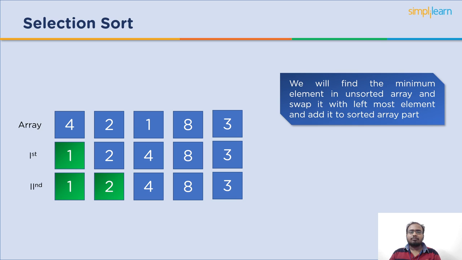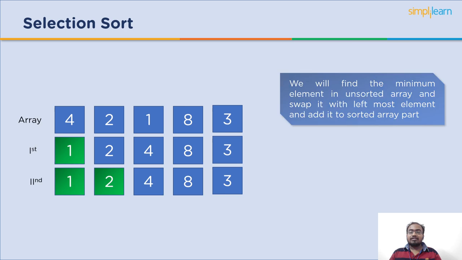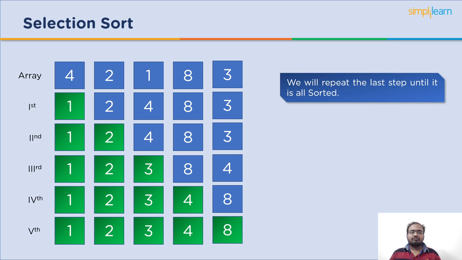So now in the second step, we have 1 and 2 in the sorted part and 4, 8, 3 in the unsorted part. Now we will keep repeating this process, like in our third, fourth, and fifth iteration. Basically, first we plucked out 3, the next minimum number, and put it in the sorted part. Then we plucked out 4 and put it next. Then we plucked out 8. Since it was the last element left, here our algorithm stops.